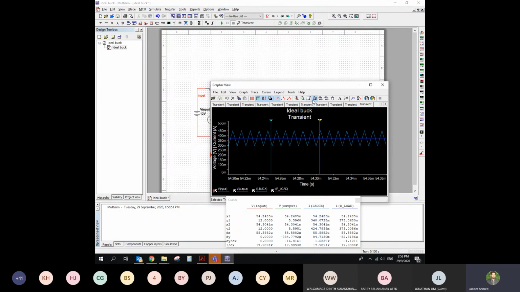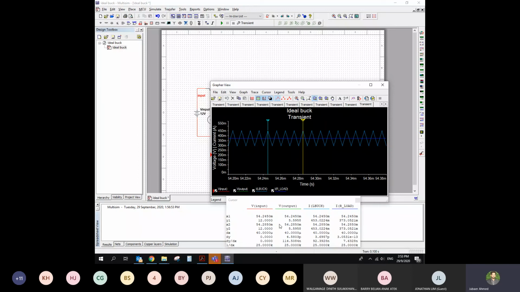Any value you want to incorporate in your report, make sure that you zoom into that particular value, capture it nicely, and also capture the output value from the cursor. That's how you can write a very good report.